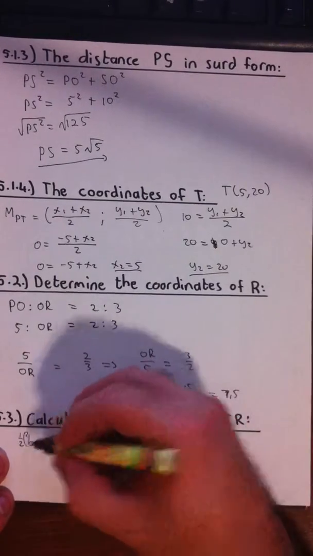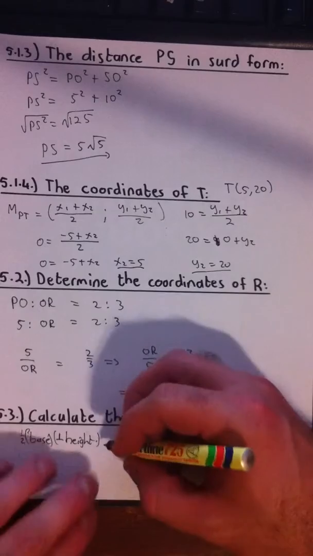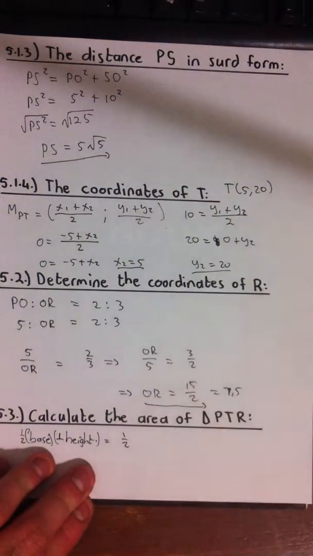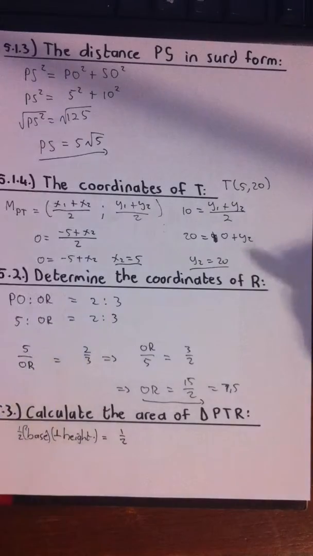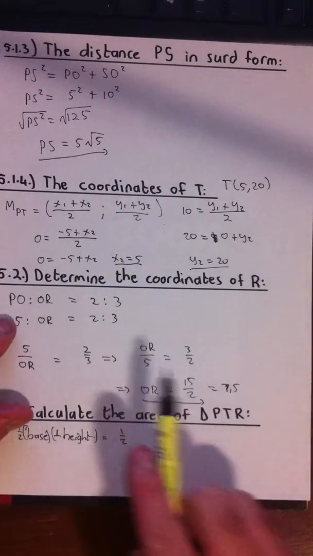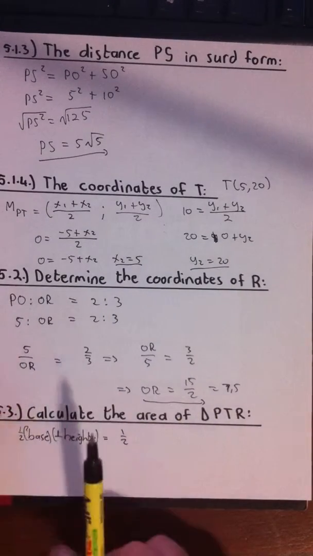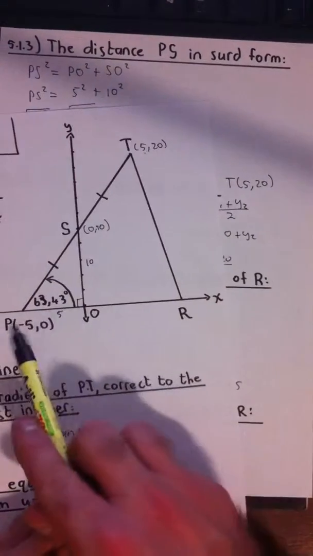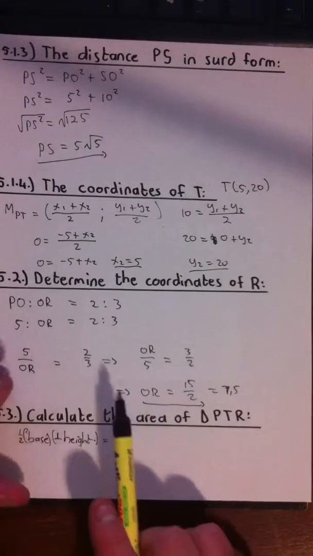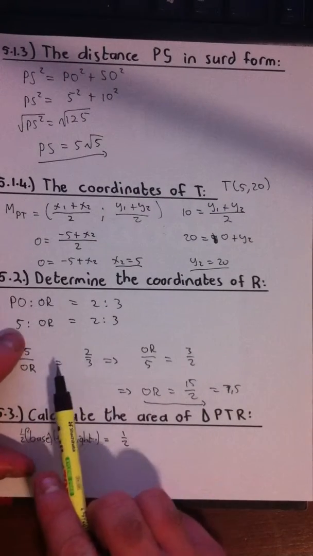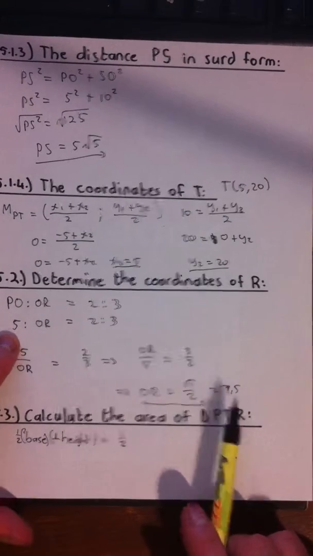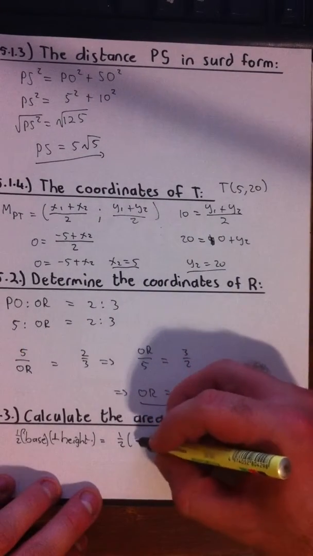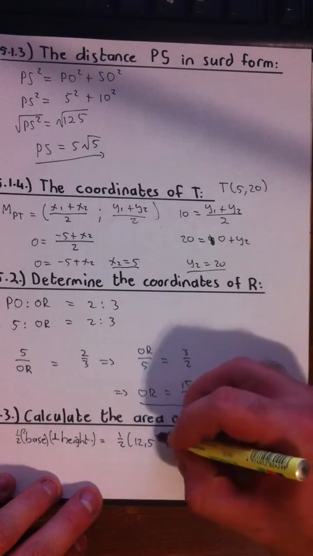Okay, well, let's fill in what we know. Well, we know a half remains a half. The base PR is equal to PO plus OR, as we can see here. PO plus OR. So PO we said is 5, and OR is 7.5, so that's 12.5. So the base is 12.5.